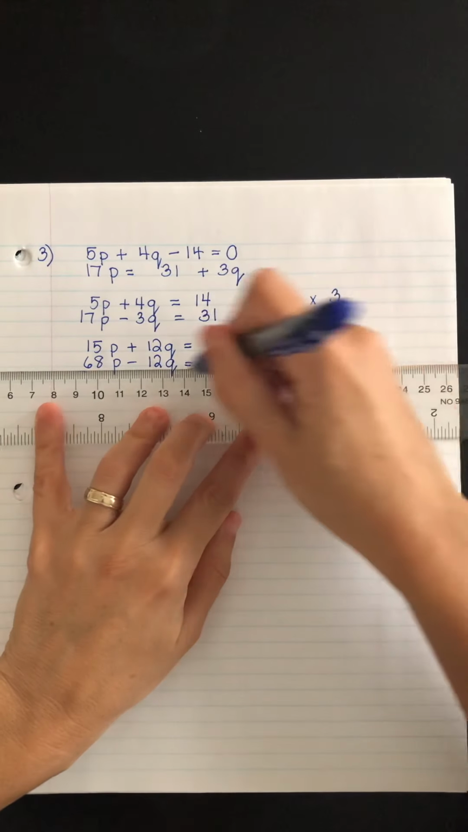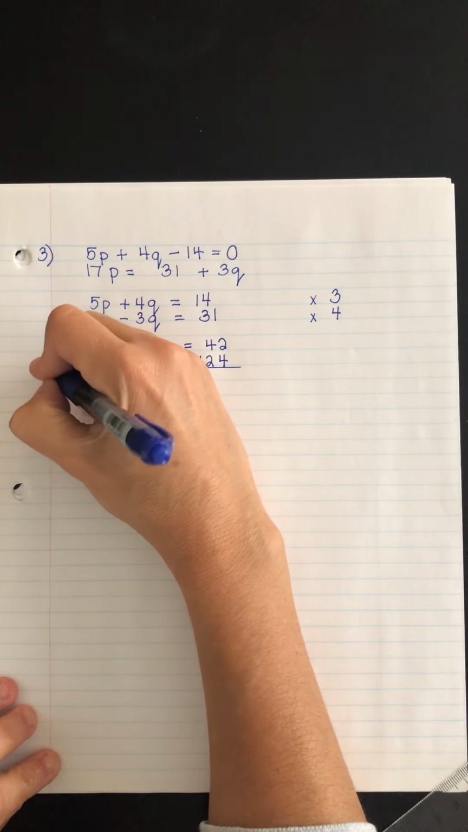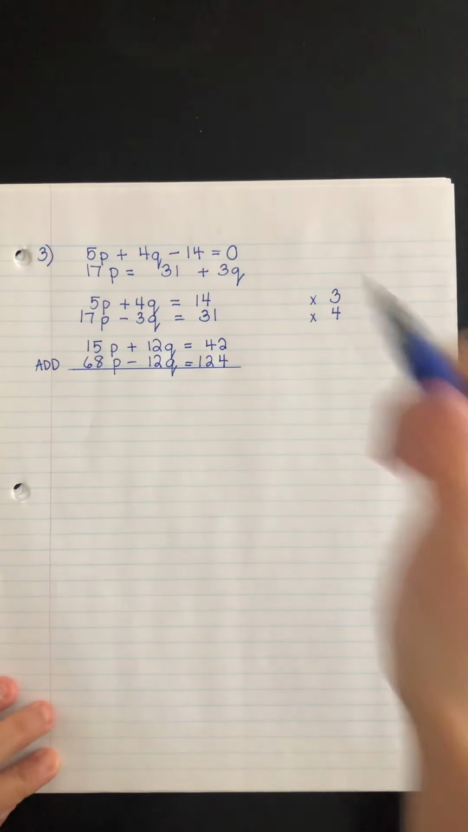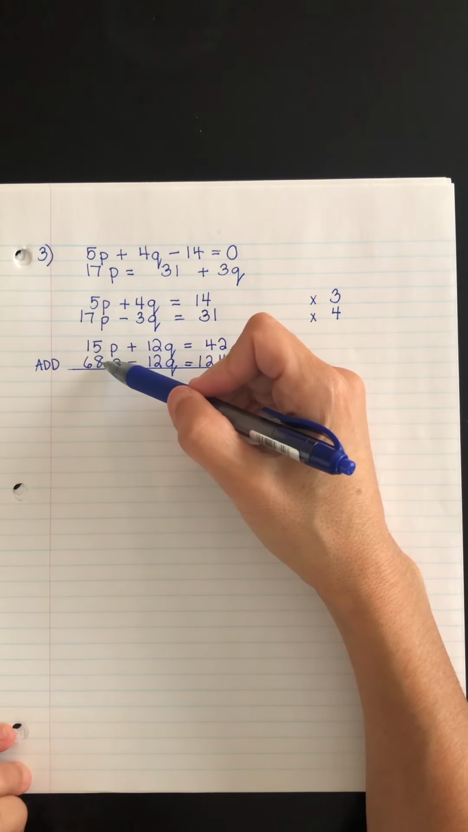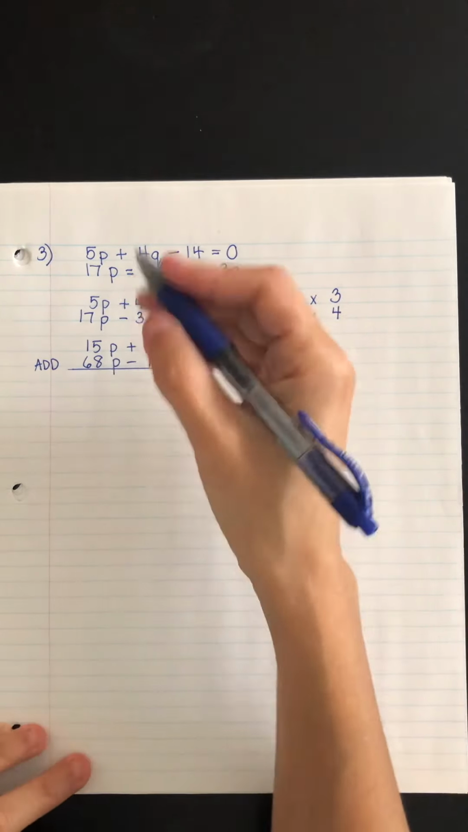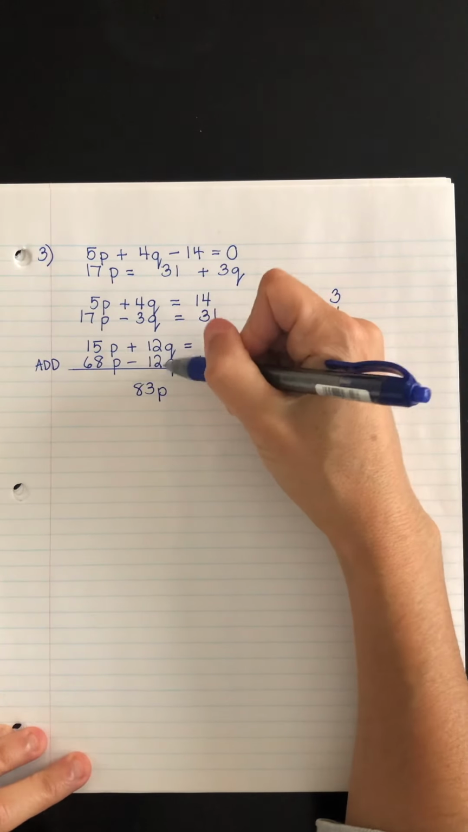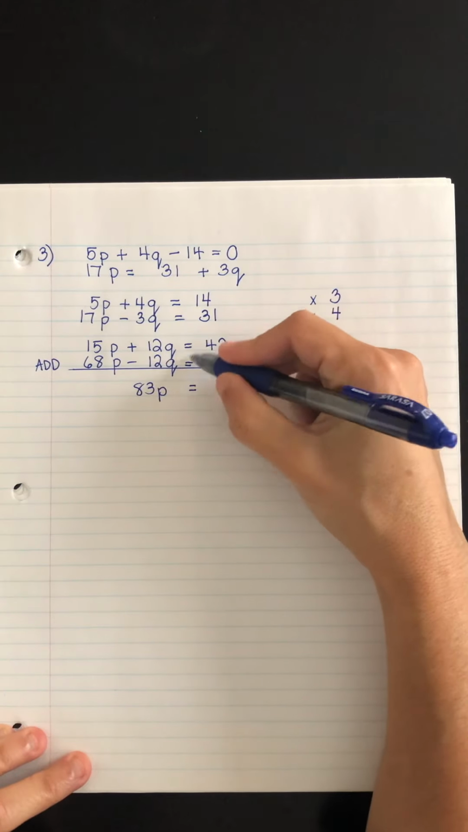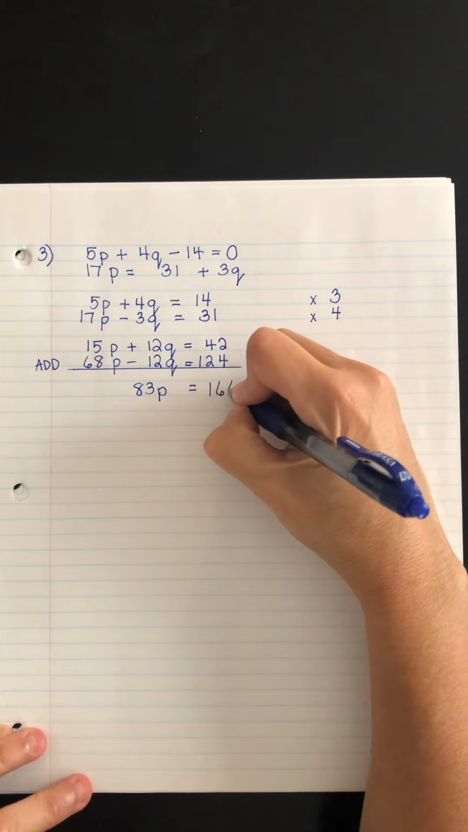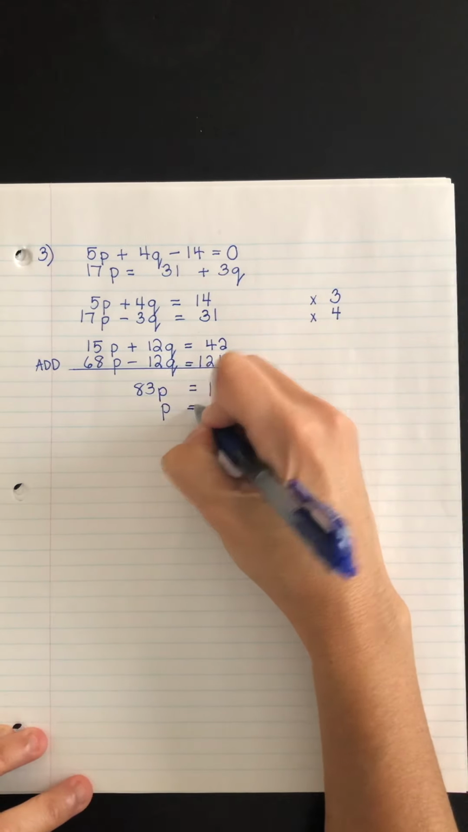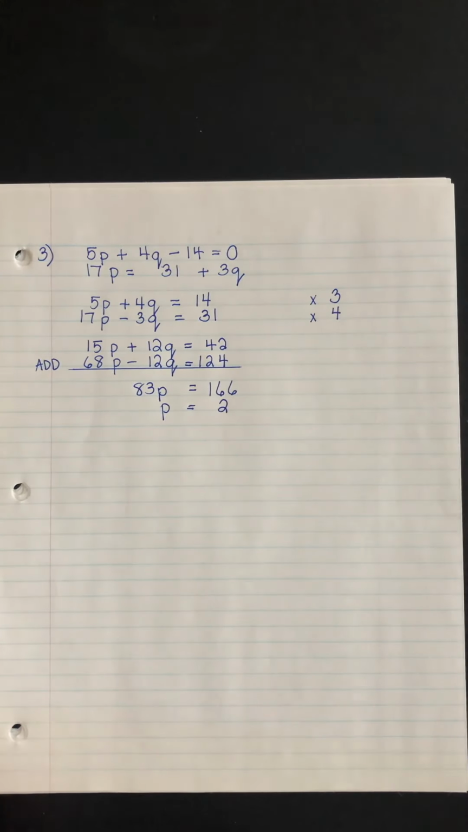Add the equations together. Okay, when we do that, how many P's will we have? Well, 15 plus 68 is 83. Of course, we're going to have 0 Q's. This number, when we add 42 and 124, we get 166. So what is P? P is 166 divided by 83. P is 2.